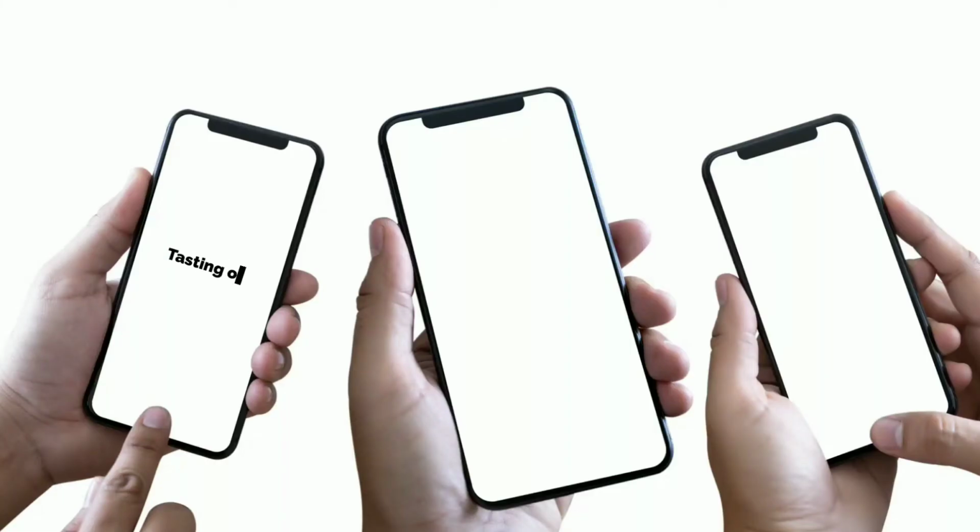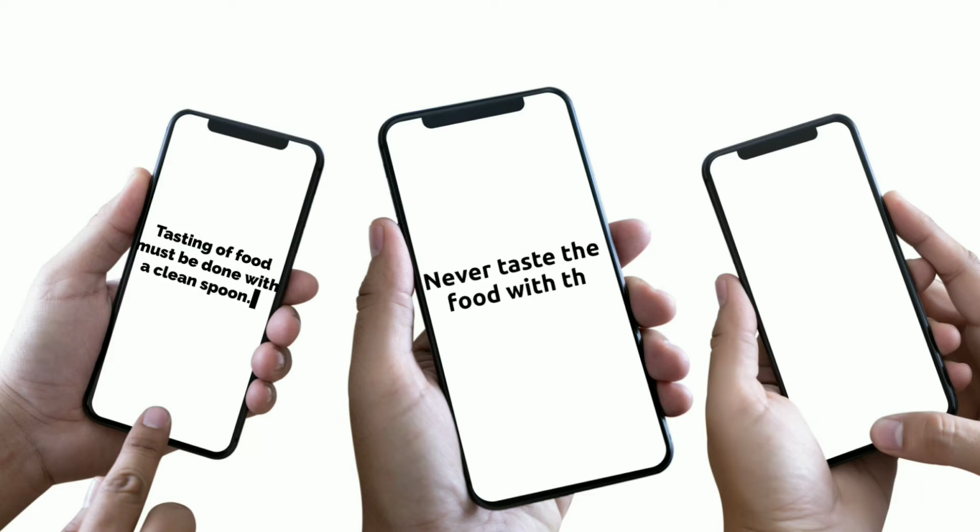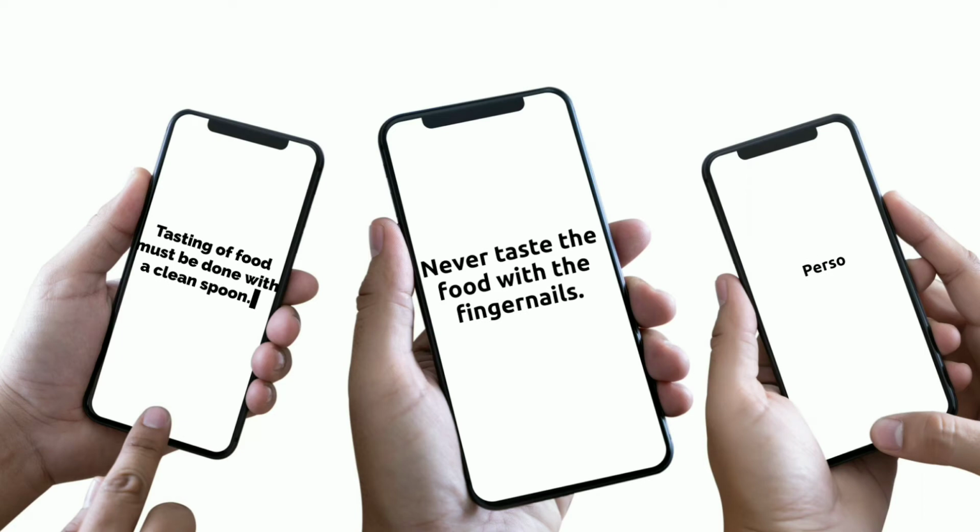When you are tasting food, you must have a clean spoon. Never taste the food with the fingernails. Personal belongings should be stored in lockers or cabinets away from food preparation areas.